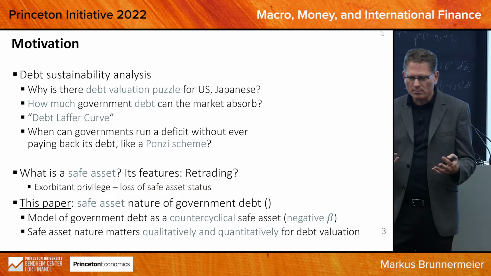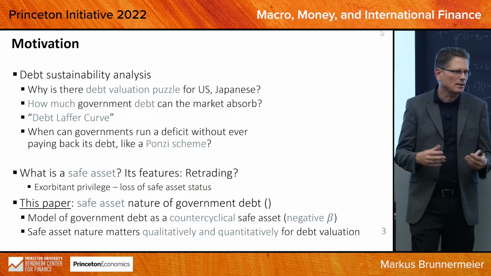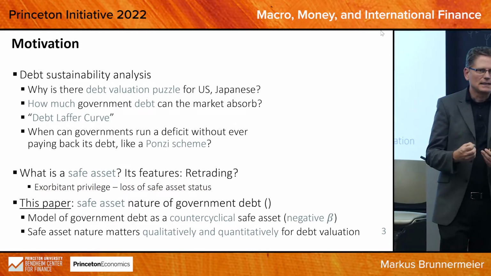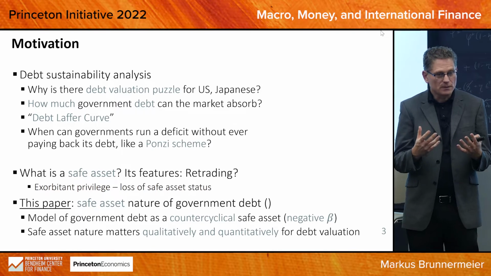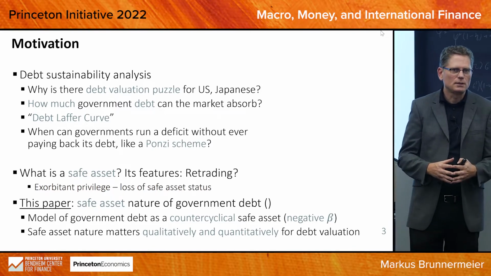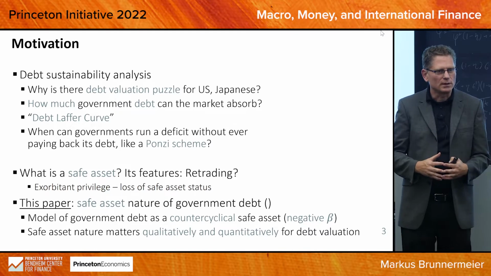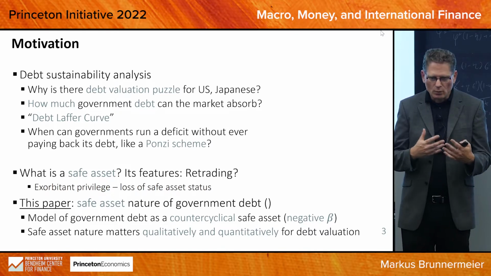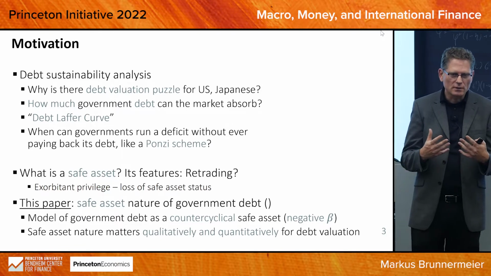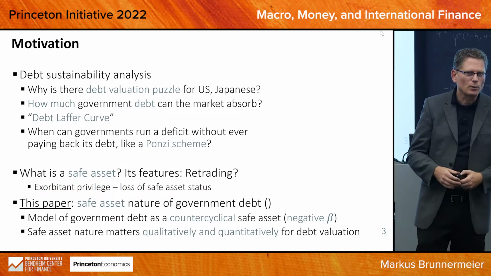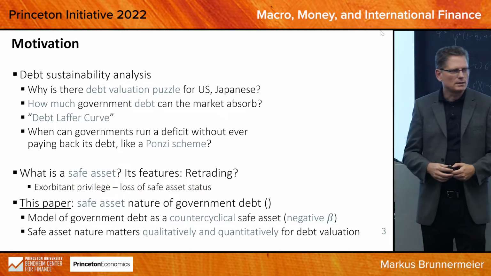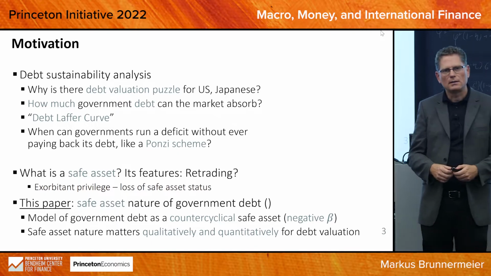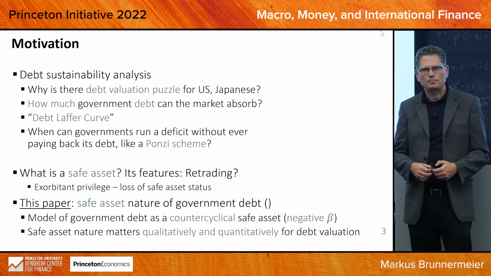And what role does it play that the government debt serves as a safe asset? And then I might ask you, what is a safe asset? The safe asset has this exorbitant privilege. And can you lose this exorbitant privilege, the safe asset status? And what is actually a safe asset? What's the connection to retrading and so on? I will show what the safe asset is and why it is the government bond and not some other asset, or why it might jump to another asset.